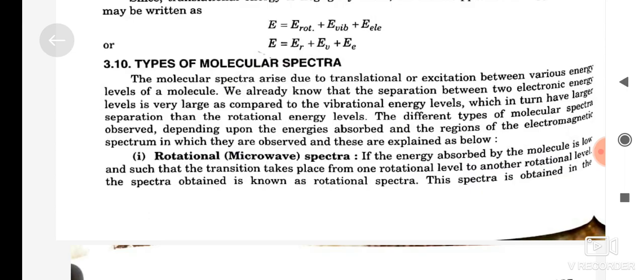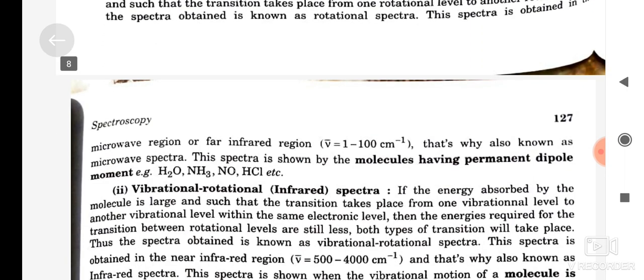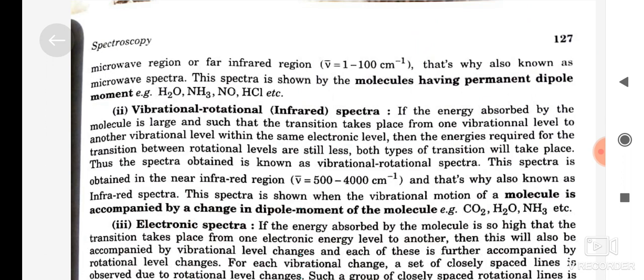First, rotational or microwave spectra. If the energy absorbed by the molecule is low and such that the transition takes place from one rotational level to another rotational level, the spectra obtained is called the rotational spectra. These spectra are obtained in the microwave region or far infrared region, with wave number v bar equal to 1 to 100 cm^-1. That's why it is also known as microwave spectra. This spectra is shown by molecules having a permanent dipole moment, for example H2O, ammonia, NO, HCl, etc.